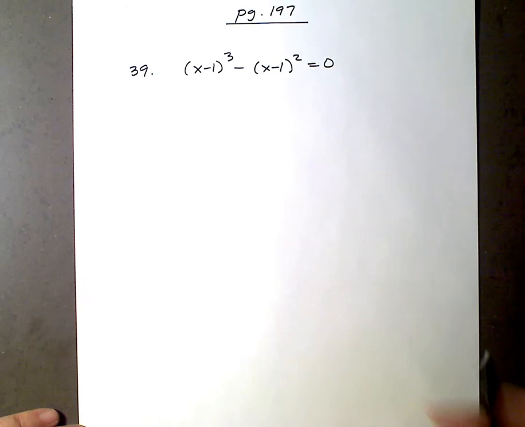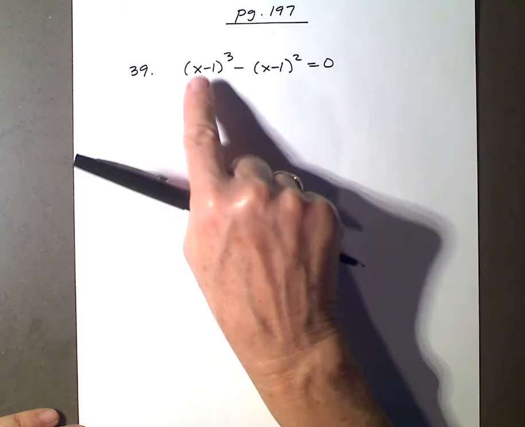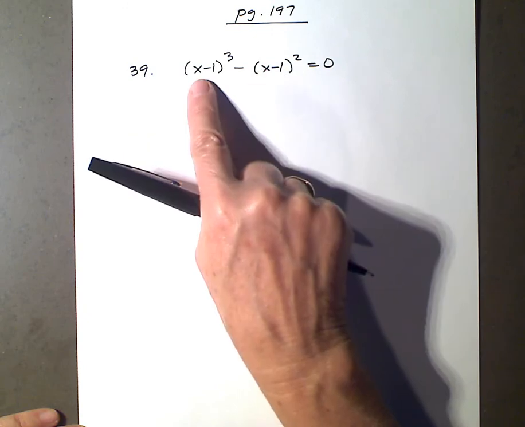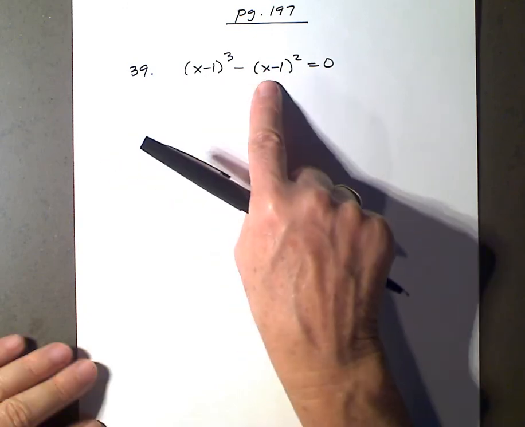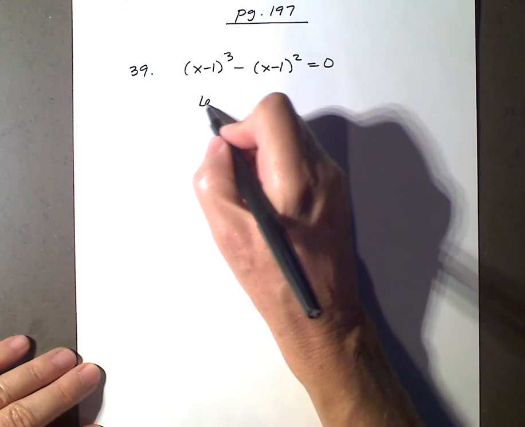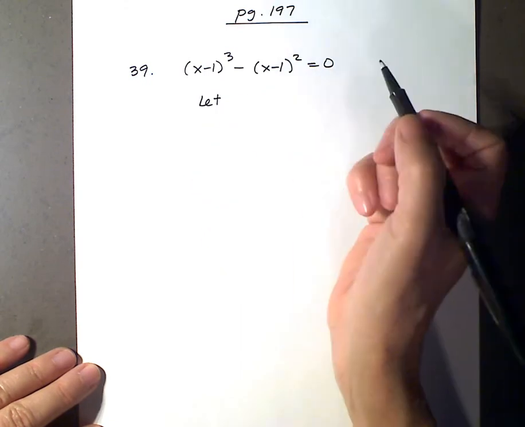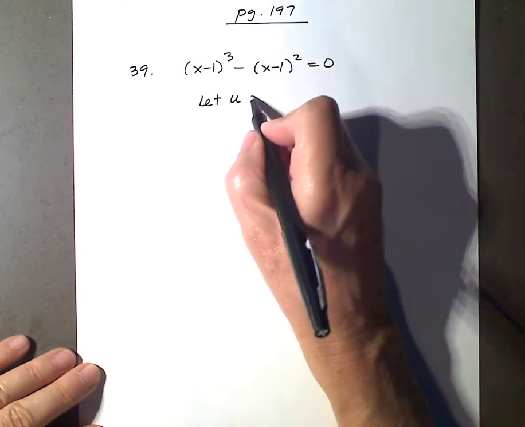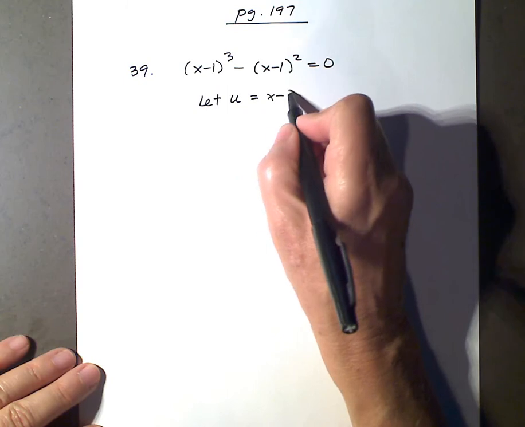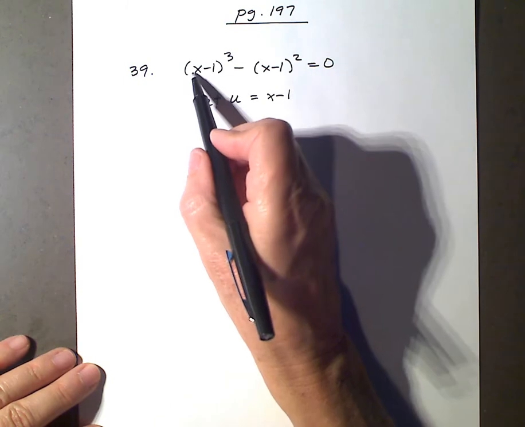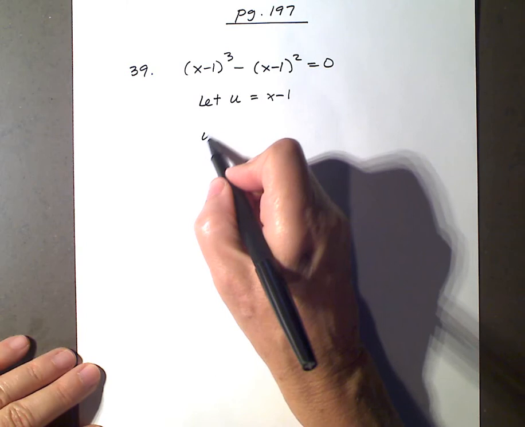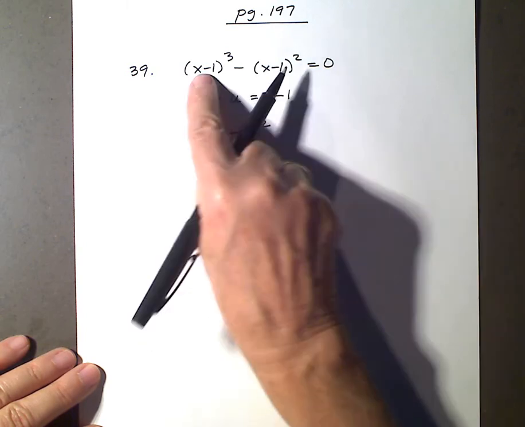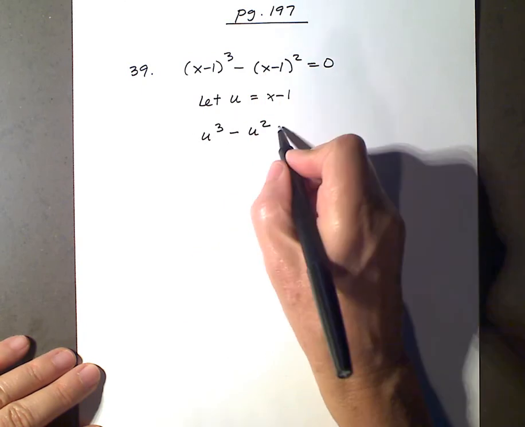So the first thing I'm going to do is notice that I have x minus 1 in both of these binomials, this one to the third power and this one to the second. So I'm going to temporarily substitute a simpler expression for x minus 1 and then look at the problem. I'm going to let u, I just chose any variable, temporarily represent x minus 1. If I replace x minus 1 with a u, then I've got u to the third minus u to the second equals 0.